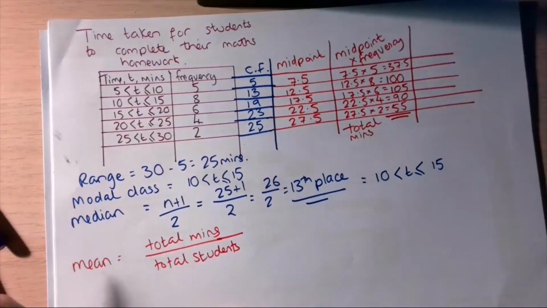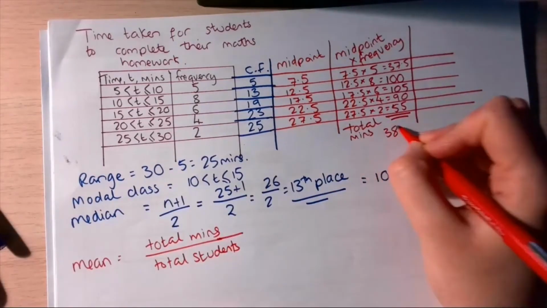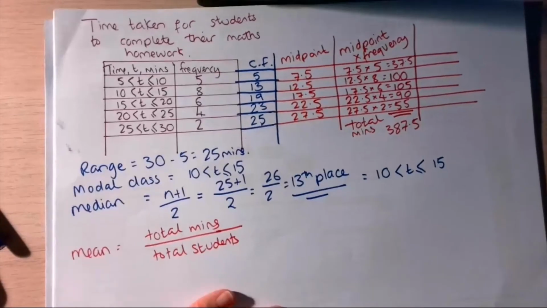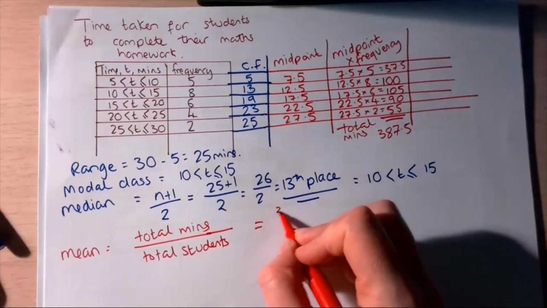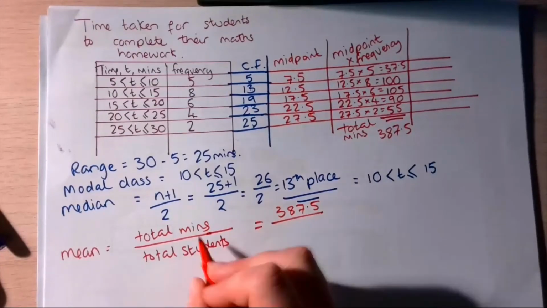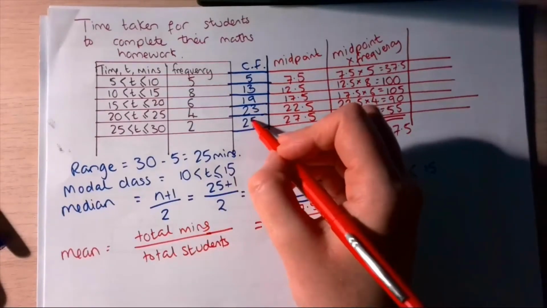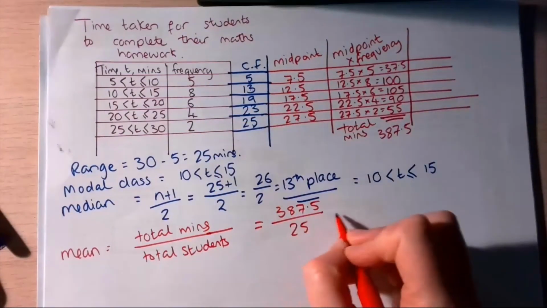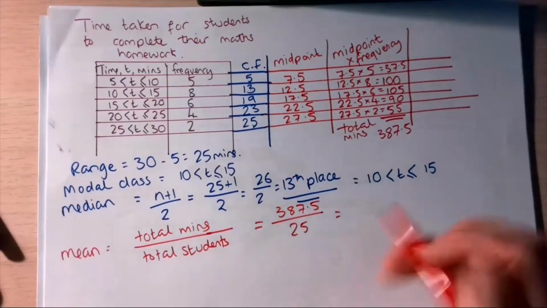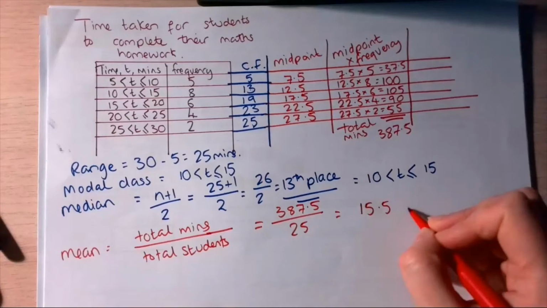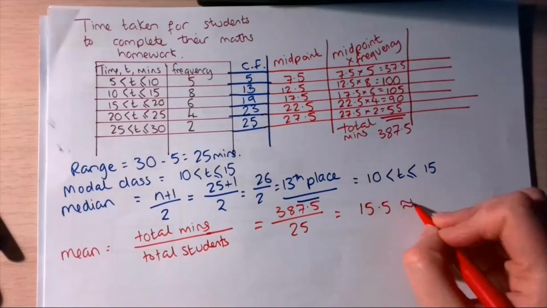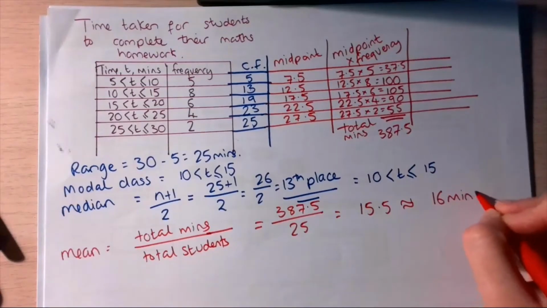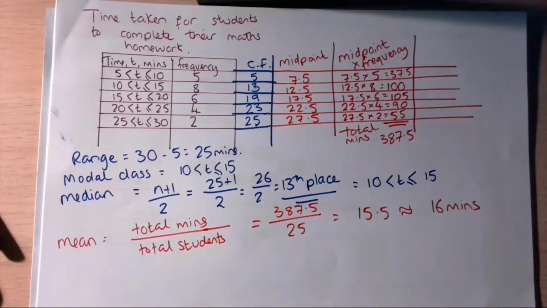Okay then, so we get 37.5, add 100, add 105, add 90, add 55, which is 387.5. So that's going to come down here. 387.5. We're going to divide it by the total number of students, which we've already worked out here. You could also add up these numbers to get it, you'd get the same thing. 25. So that divided by 25 is 15.5 minutes, which we're going to round up to 16 minutes, just round it up to the nearest whole number there.